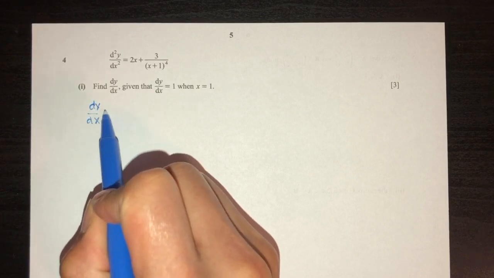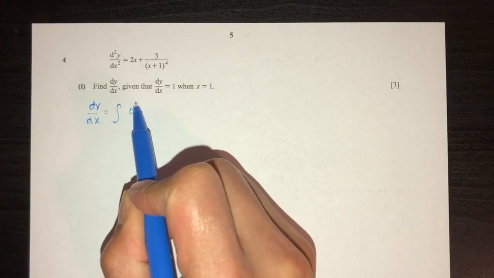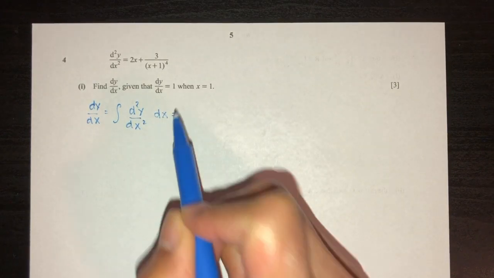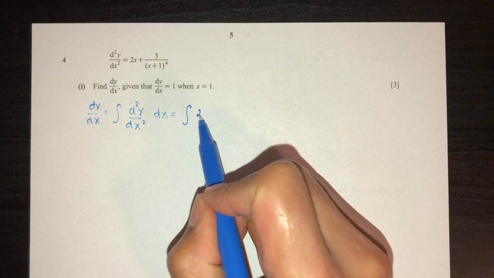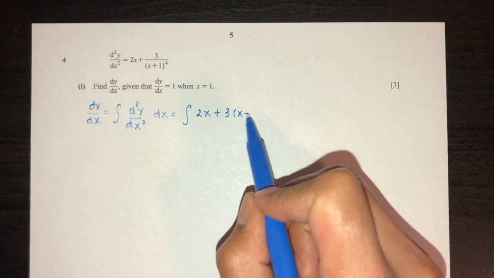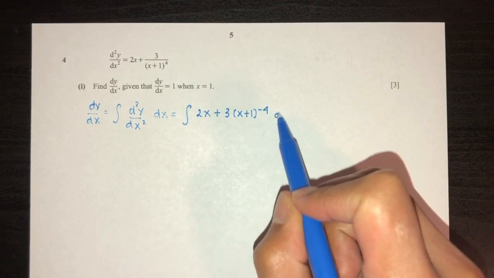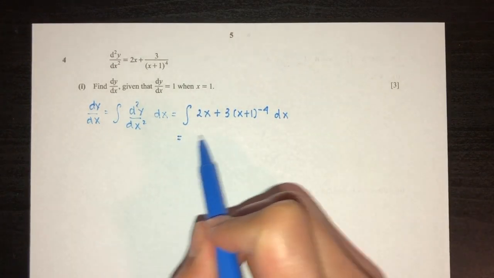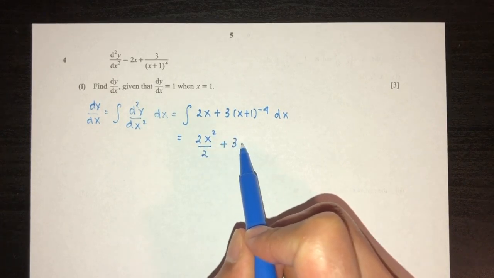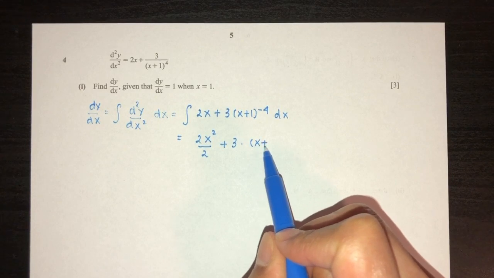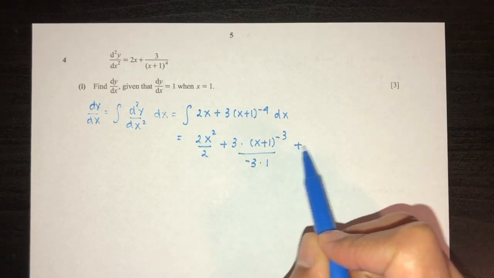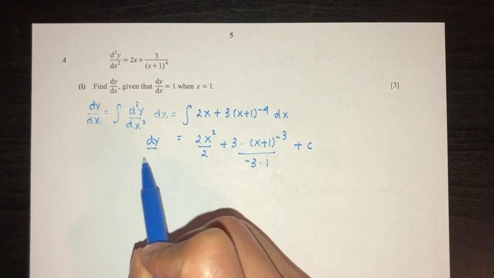So we know this is equal to the integration of d2y by dx2. So let's do that. You will have the integration of 2x plus 3, let's send this up, (x plus 1) power minus 4 dx. So 1 by 1, you will have 2x squared divided by 2 plus 3 times (x plus 1) power minus 3 divided by minus 3 times 1 plus c. That is, of course, dy by dx.